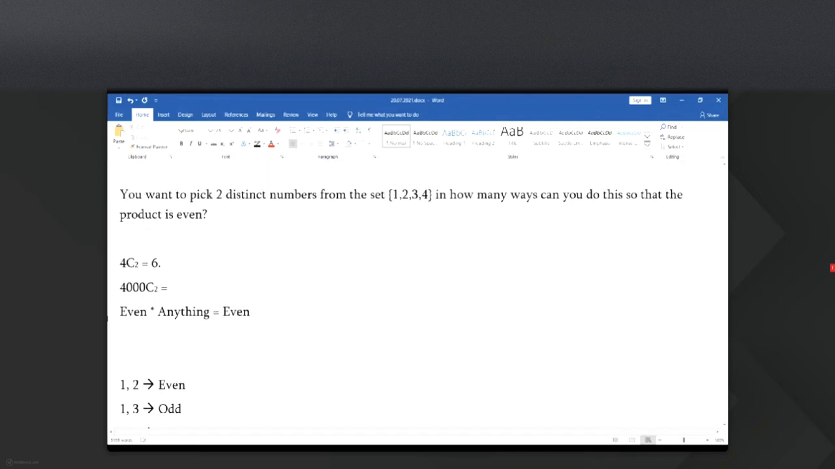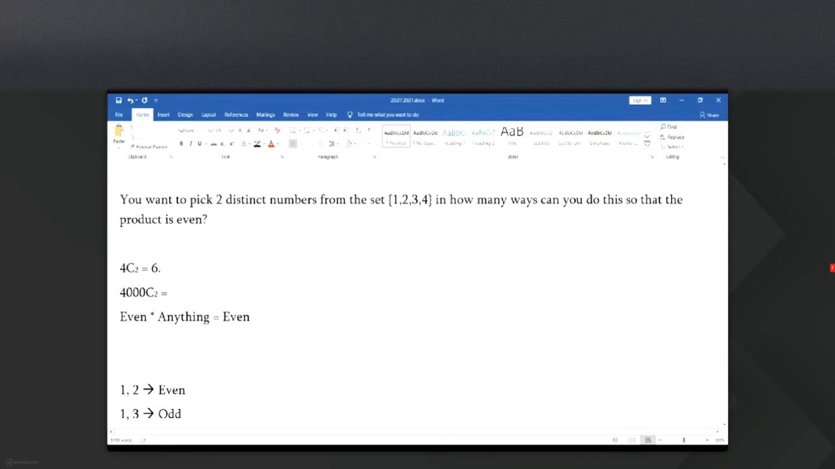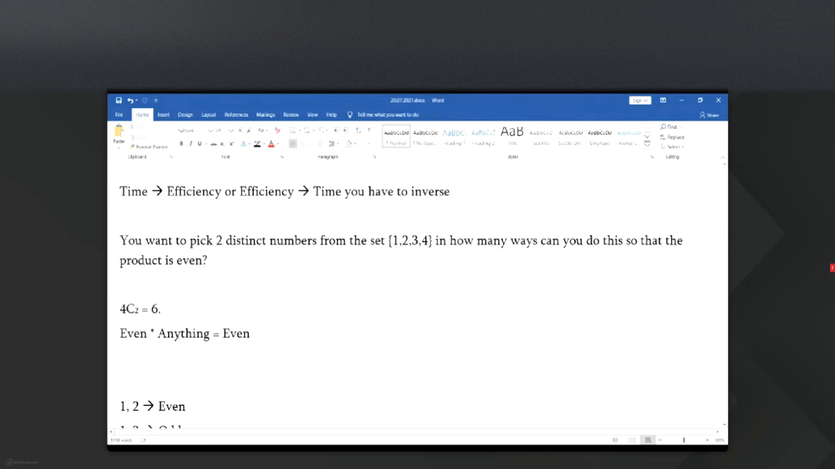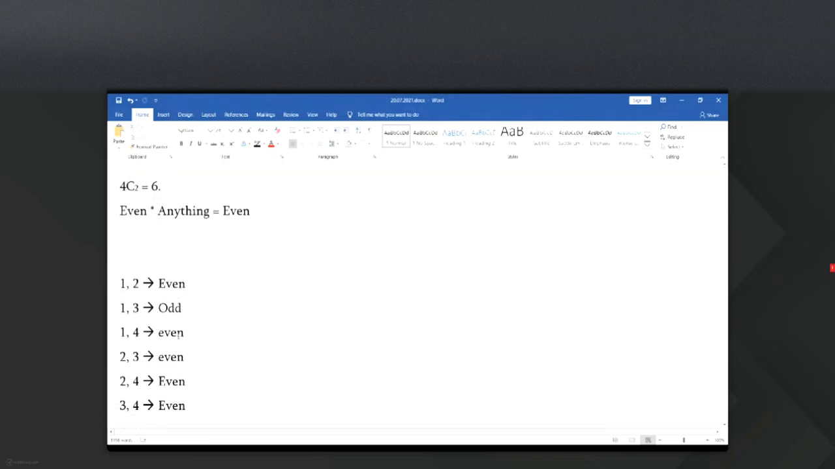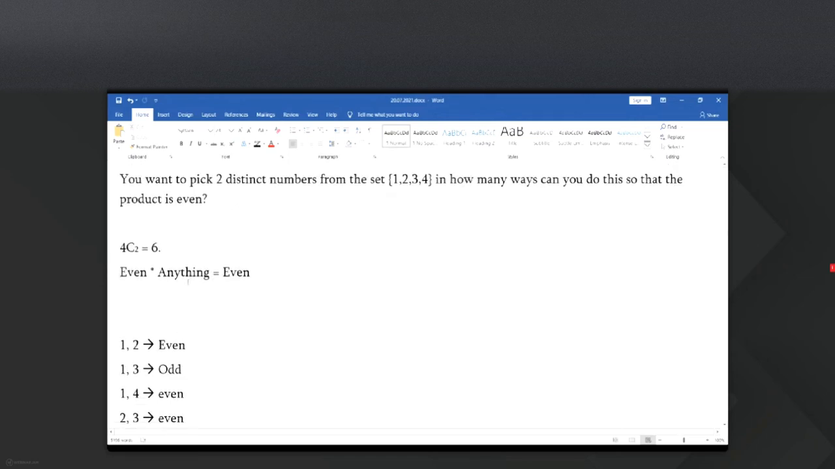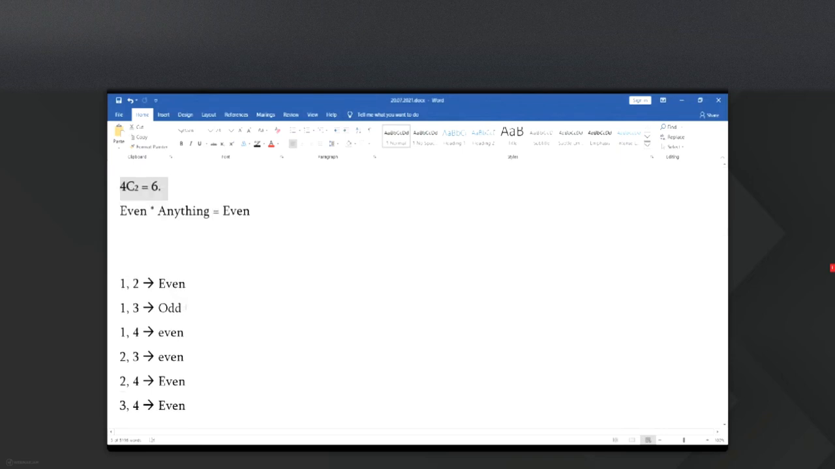This is all that you have. If you want to know the total, it is 4,000 C2. But how do you find how many combinations out of 4,000 combinations are odd and even? That is difficult, because this is all you have: if anything is even, the product is even. So 4C2 is 6. So there are a total of 4,000 C2. To split between even and odd, that is difficult. So those they won't give you, and you need not worry about that.